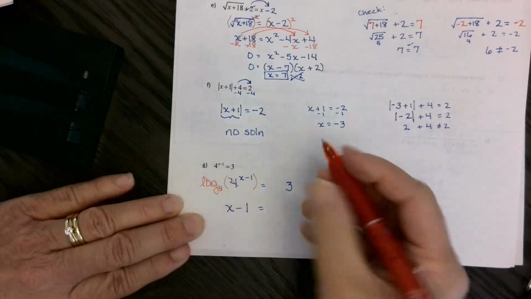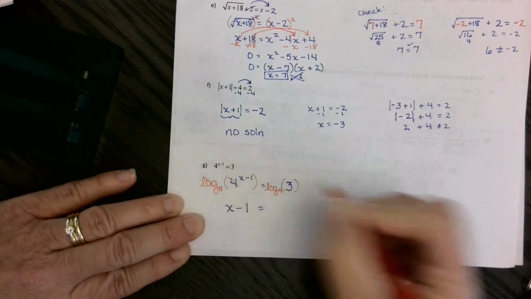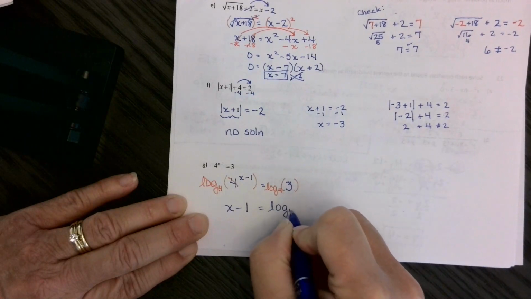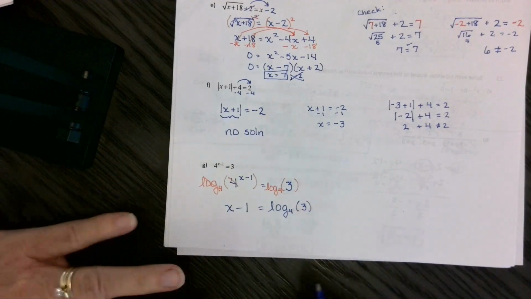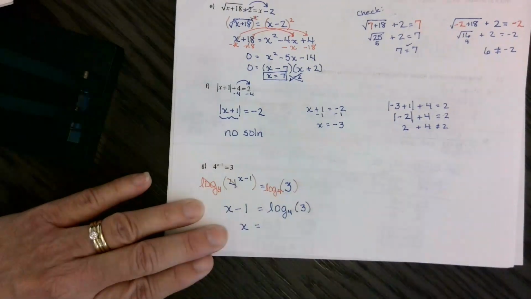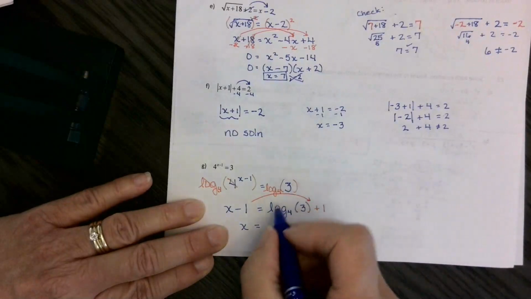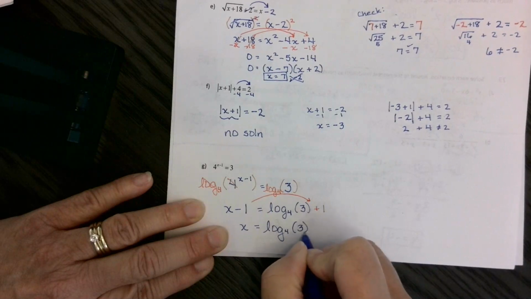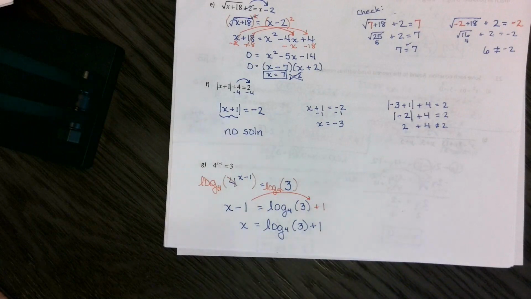If I take the log base 4 there, I am going to have to do log base 4 here, because what you do to one side, you do to the other. Again, it doesn't matter if this has parentheses or not. All right, so I'm going to solve for x by adding 1. Take this minus 1 to the other side by adding it. So my answer is log base 4 of 3 plus 1.